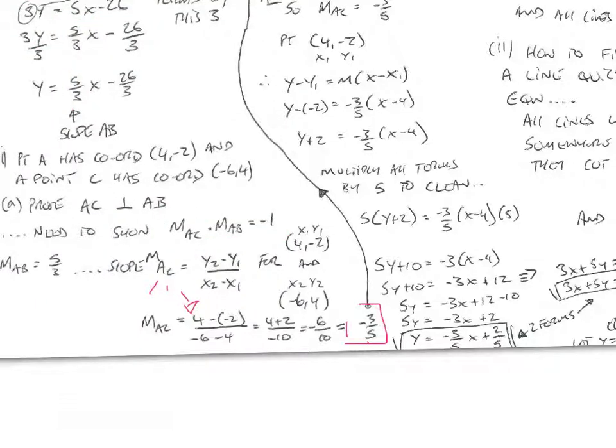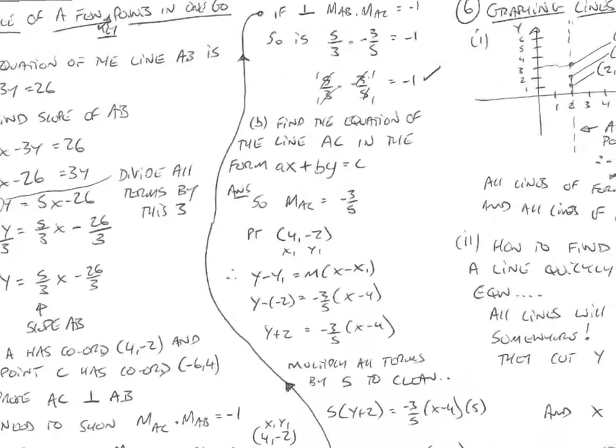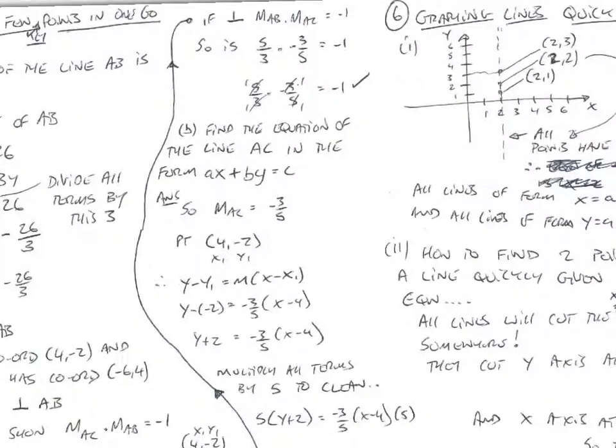Okay, so let's just move up here. If they're perpendicular, then one multiplied by the other must be equal to minus 1. So is 5 over 3 times minus 3 over 5 equal to minus 1? And yes, they are, because 5 goes into itself once, 3 into itself once, 1 times 1 is 1, times minus 1 is minus 1. So they are. And the second part of this problem then says find the equation of the line, so bear with me.